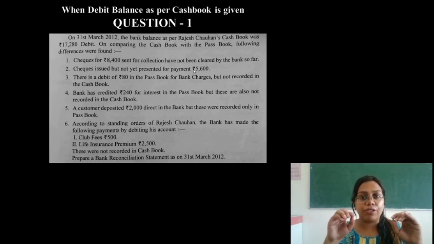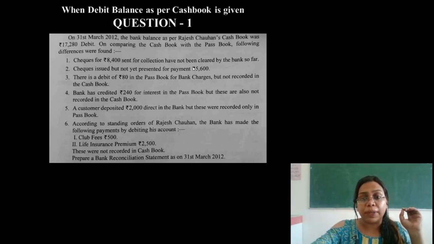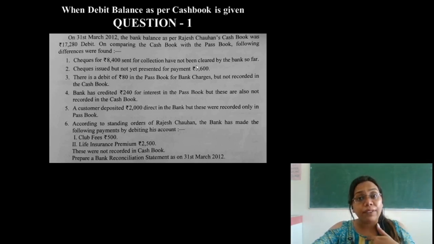This amount, 5600 rupees, the bank will not deduct from my account. Till the bank deducts the amount, my passbook will not show the deduction of rupees 5600. So in this case, what I have done is deduct this 5600 rupees from the bank column of my cash book while I was paying the check to the customer.